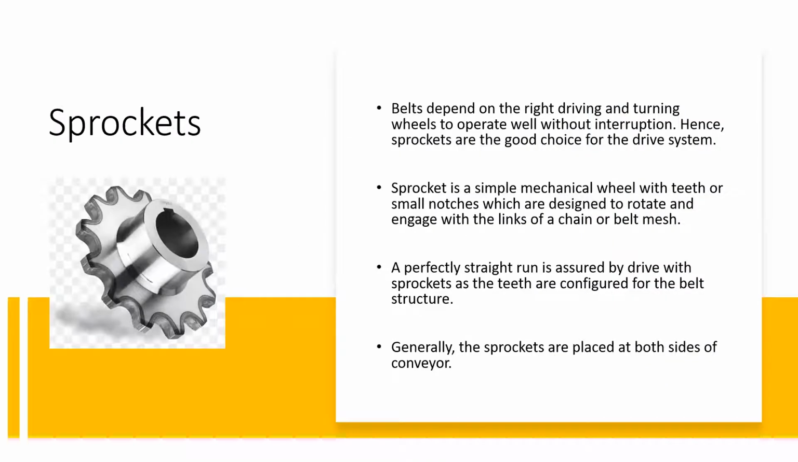The second element is sprockets. Since the belt depends on the right driving and turning wheels to operate well without interruptions, hence, sprockets are the good choice for the drive system. Sprocket is a simple mechanical wheel with teeth or small notches, which are designed to rotate and engage with the links of a chain or belt mesh. A perfectly straight run is assured by the drive with sprockets as the teeth are configured for the belt structure. Generally, the sprockets are placed at both sides of conveyor.